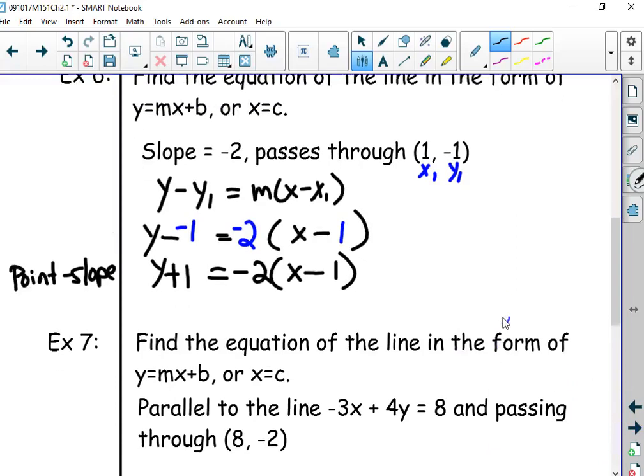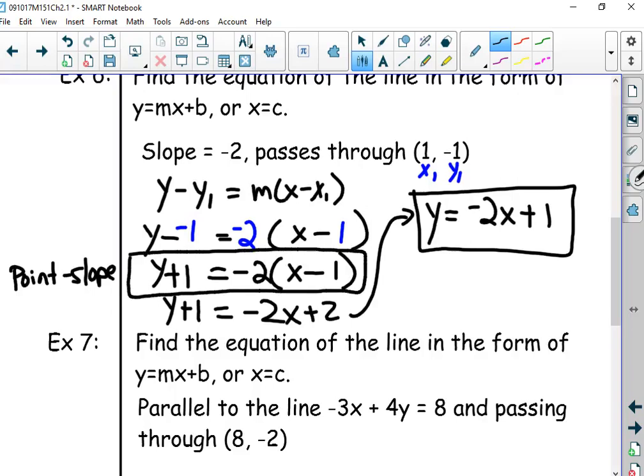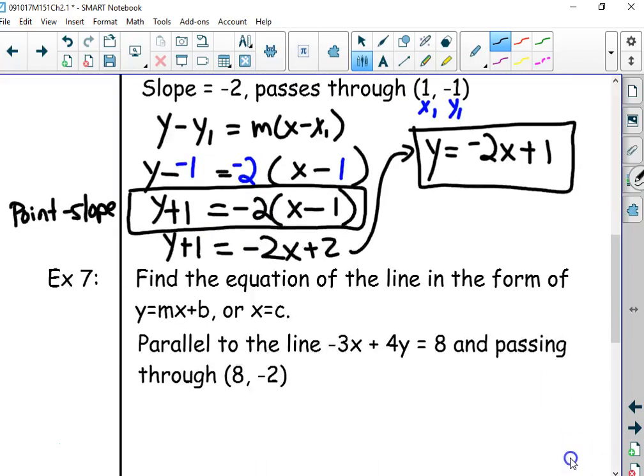Slope-intercept is y equals mx plus b. All we have to do is simplify and solve for y. So simplifying that distribution, -2x plus 2, and then solving for y, I'm going to subtract 1 from both sides to get y equals -2x. 2 minus 1 is 1. So point slope is right here. That'll agree with the answers in the back of the book when they specifically ask for that. Slope-intercept is right there, and we could graph that easily if we wanted to.